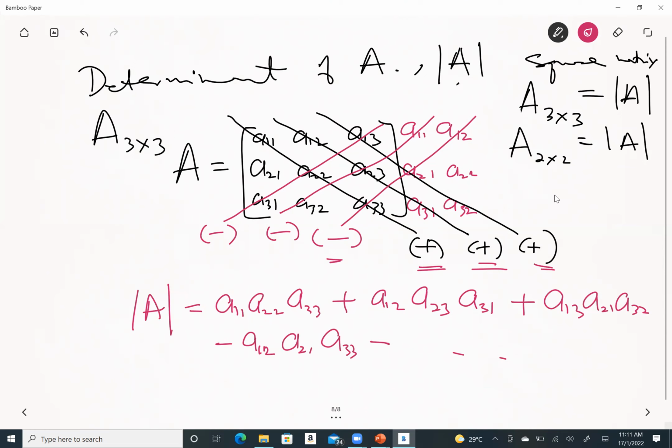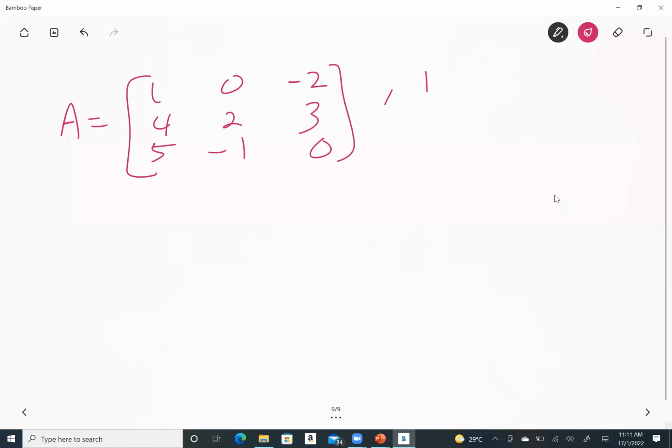So let me give you an example. Suppose I have A equal to 1, 0, negative 2, 4, 2, 3, 5, negative 1, 0. Now I want you to find the determinant of A. Use the method just now. You multiply the way I put the diagram. Try it, it's easy. You multiply, you add, and then the other way around, you subtract.